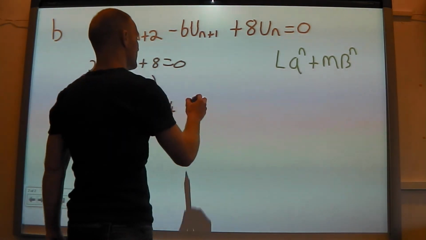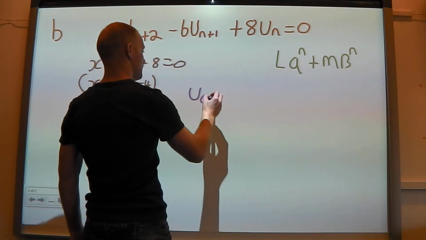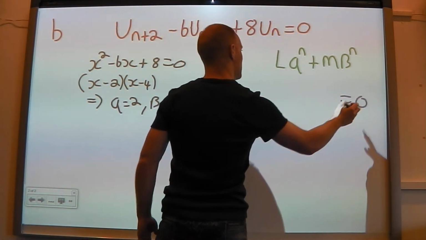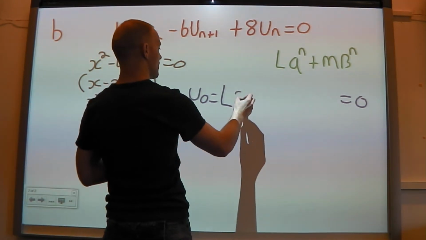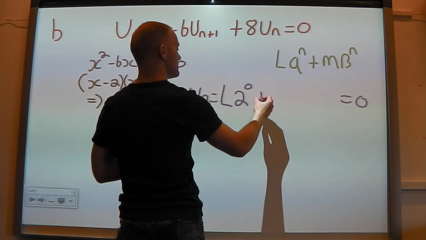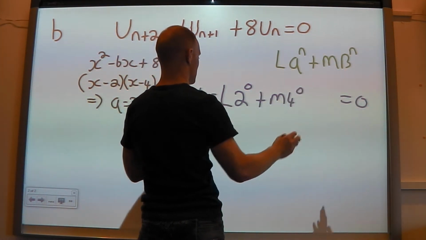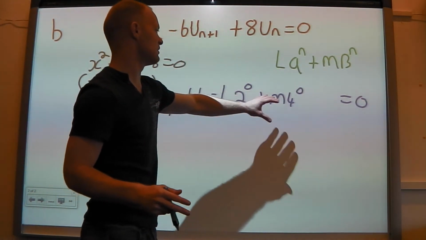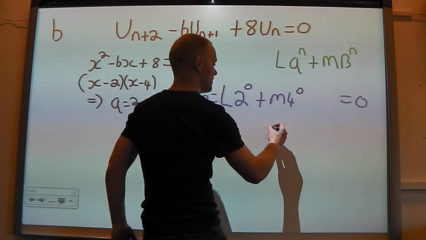So we're told that u0 is equal to 0. So we fill in u0 here, that's equal to 0. Now u0 is equal to L times alpha, which is 2 to the power of 0, plus m times beta, which is 4 to the power of 0. That's equal to 0. Any number to the power of 0 is 1. So that means L plus m is equal to 0. That implies that L is equal to minus m.